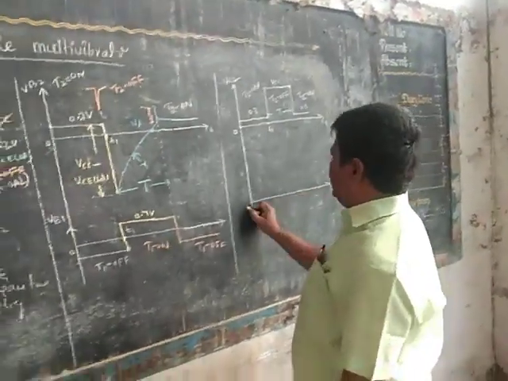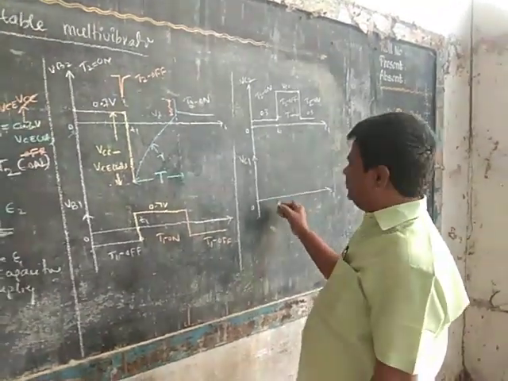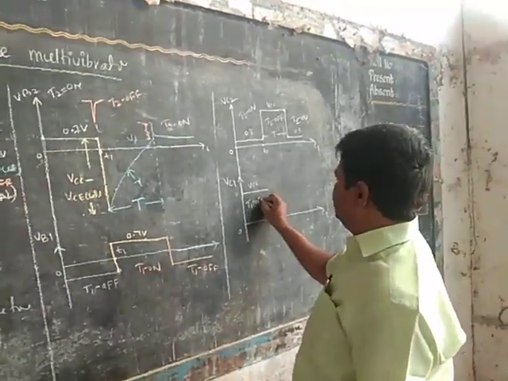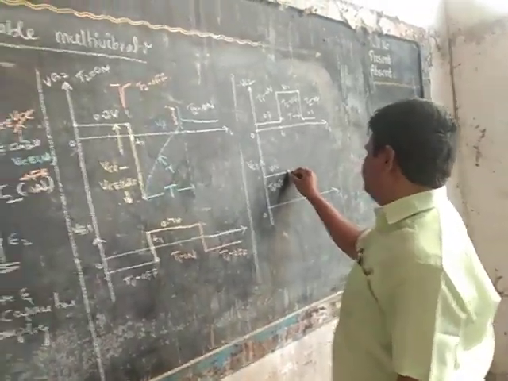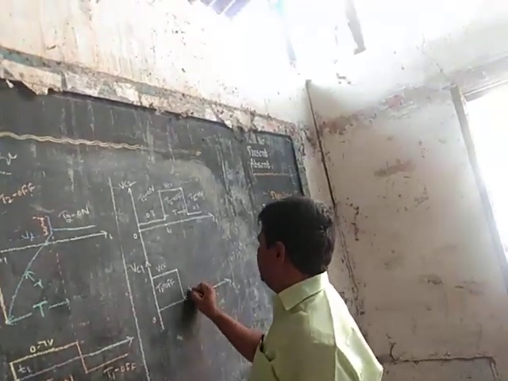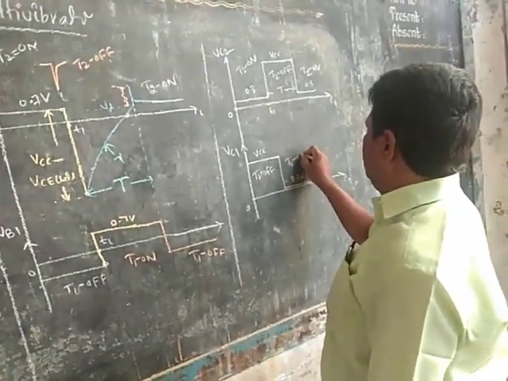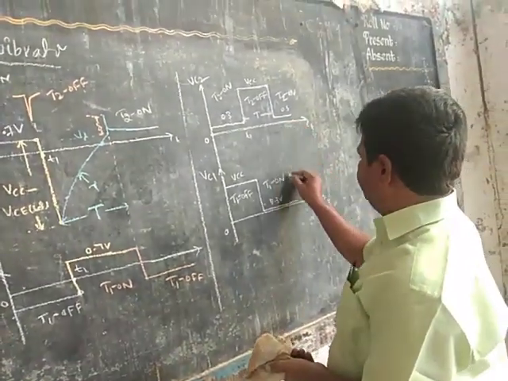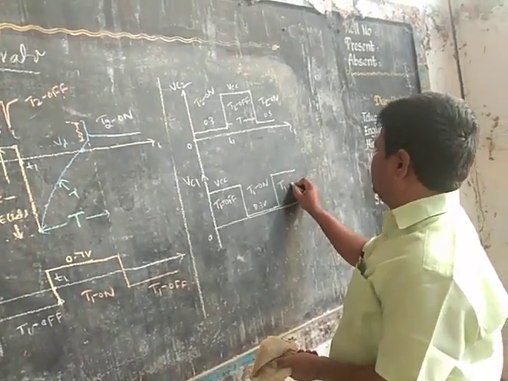Similarly, VC1: initially T1 is off, its collector voltage is VCC. T1 is off, then at time T1 it enters into on, 0.3 volt. T1 is on, and after capital T time interval, again it goes back to T1.